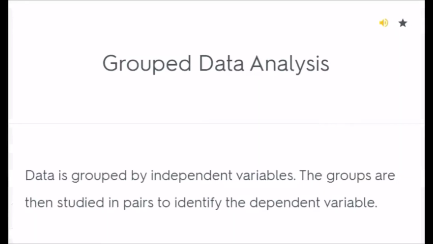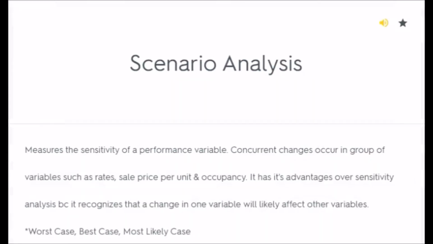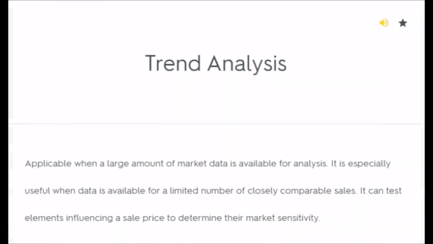Group data analysis: data is grouped by independent variables. The groups are then studied in pairs to identify the dependent variable. Sensitivity analysis. Scenario analysis. Trend analysis: applicable when a large amount of market data is available for analysis. It is especially useful when data is available for a limited number of closely comparable sales. It can test elements influencing a sale price to determine their market sensitivity.